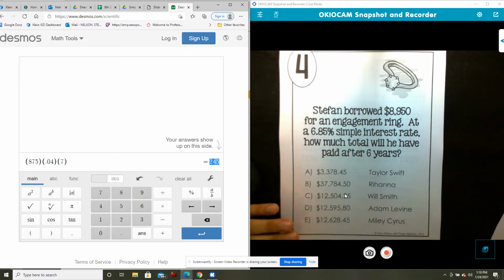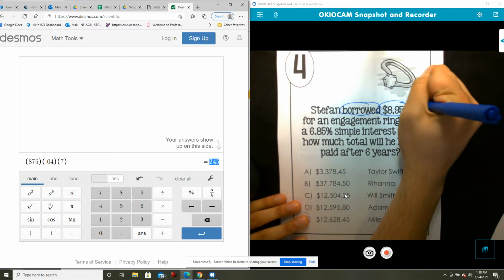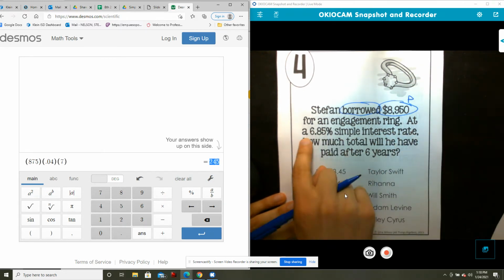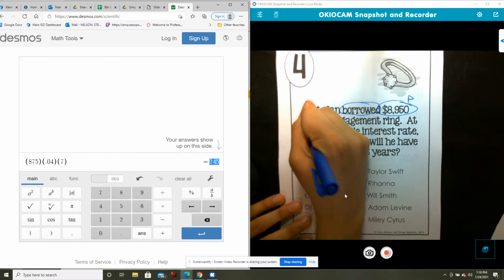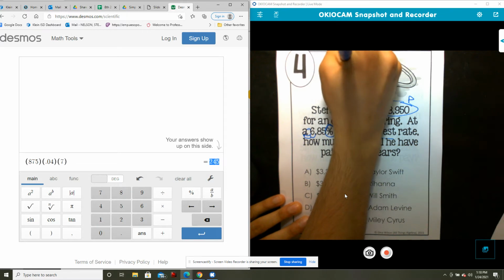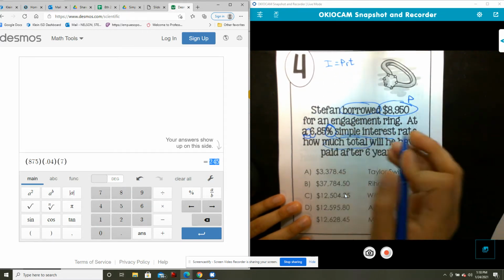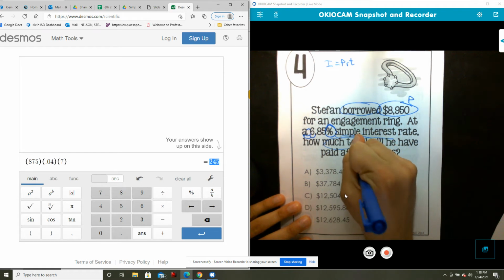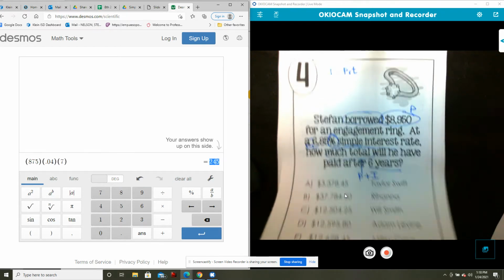All right, Stefan borrowed $8,950. All right, another borrowing question. So here's our principal for an engagement ring at 6.85%. So that means we need to move this over 2 times. Simple interest, so that means we're going to use I equals PRT. Interest rate, how much total? Another total question, so that means you're going to be using P plus I. Take the principal plus the interest. Will he have paid after 6 years? So same as the last one.